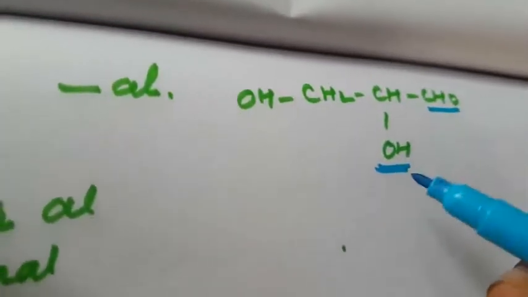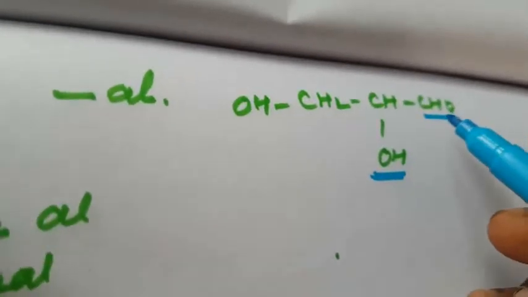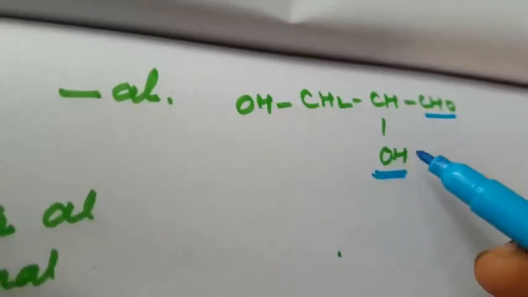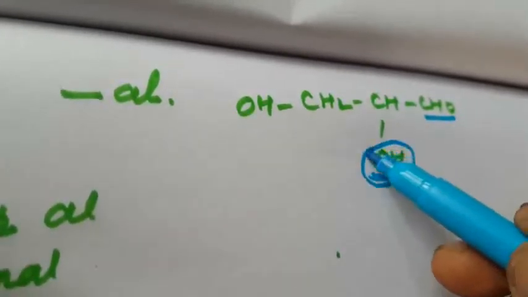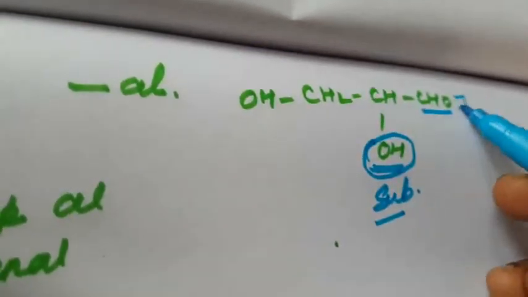Suppose in case two functional groups are there, you give the priority to the aldehyde. First priority for aldehyde, so it is considered as a suffix. But the OH is considered as a substitutional group. Okay, this is the substitutional group.